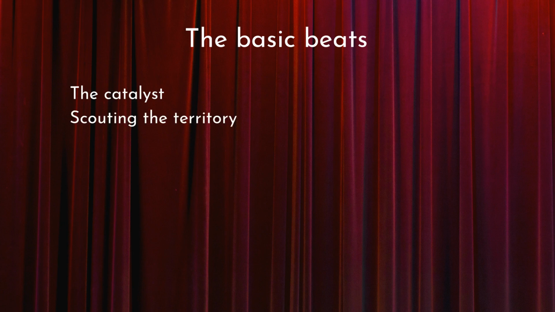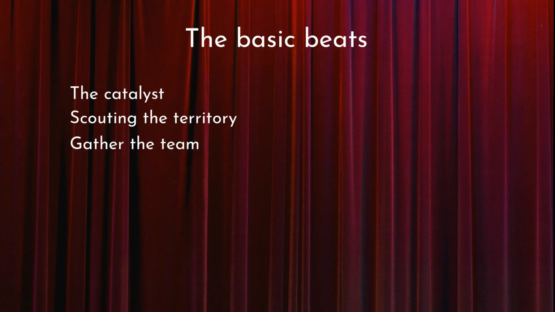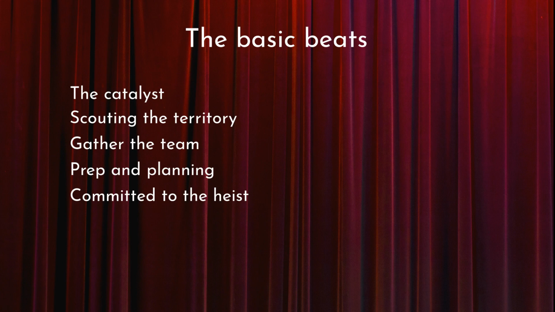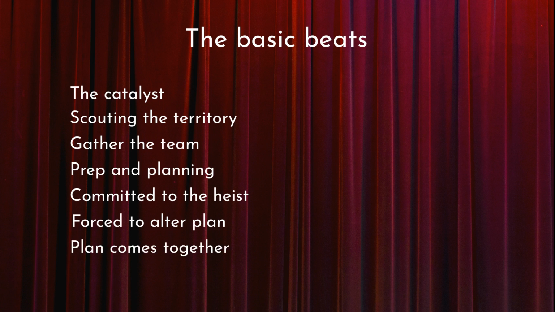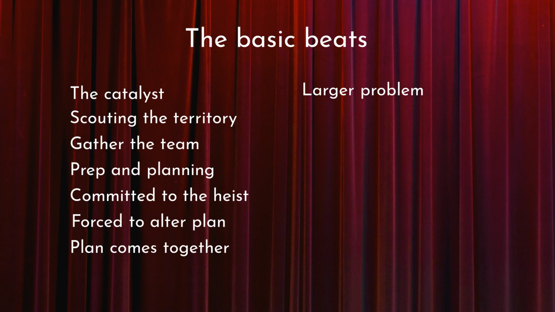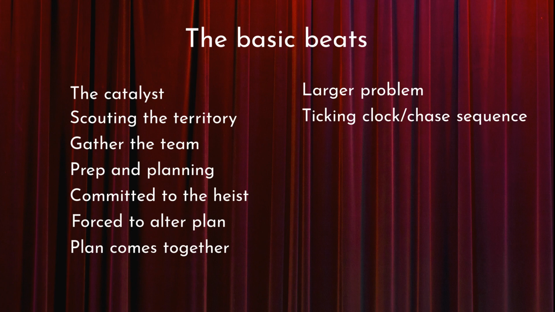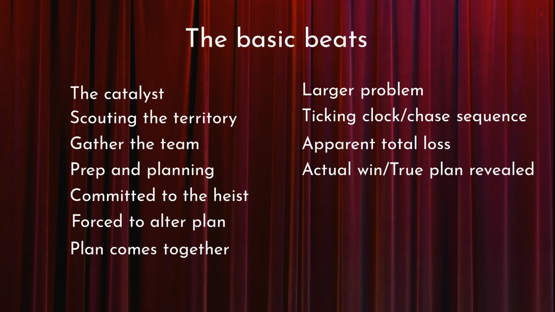The basic beats. You start with the catalyst, the reason to commit the heist. Then you begin scouting the territory. You gather the team, practice and prep for the heist. Then the team is committed to the heist. They're forced to alter their plans. The plan comes together. Something bigger goes wrong. And then there's some sort of ticking clock chase sequence. There's an apparent total loss, and then actual win, true plan revealed.